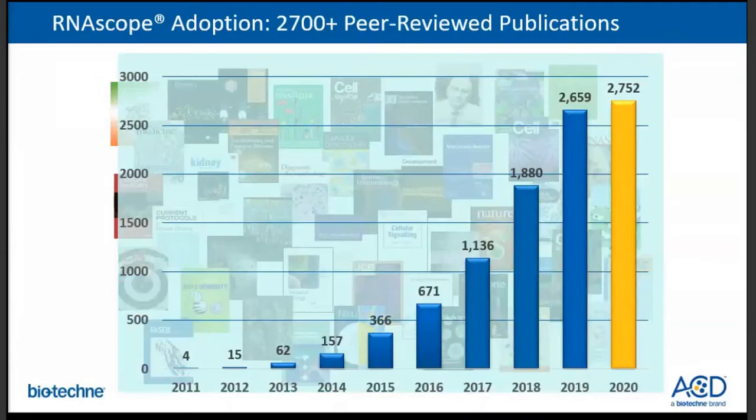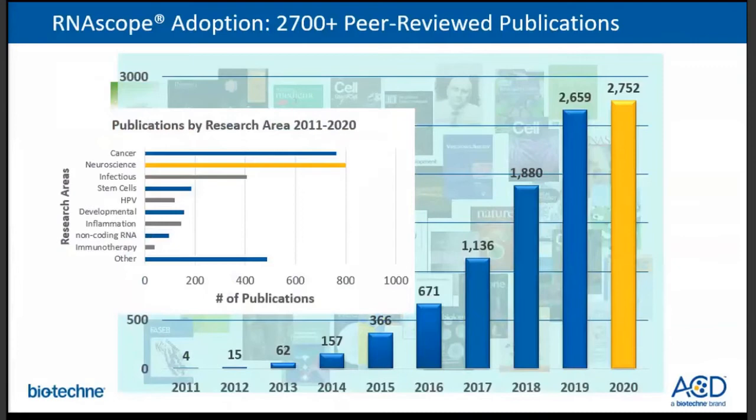The growth and adoption of the RNAscope technology is best exemplified by the number of peer-reviewed applications that started in 2011. And as you can see, in 2020 we're up to almost 2,800 publications. And the RNAscope technology is highly relevant across multiple fields of research, as you can see as well. This research includes immunotherapy, neuroscience, infectious disease, inflammation, and also non-coding RNAs.